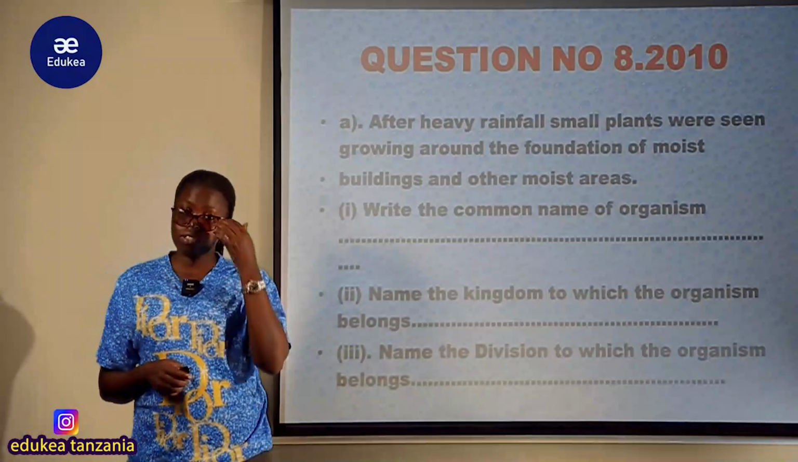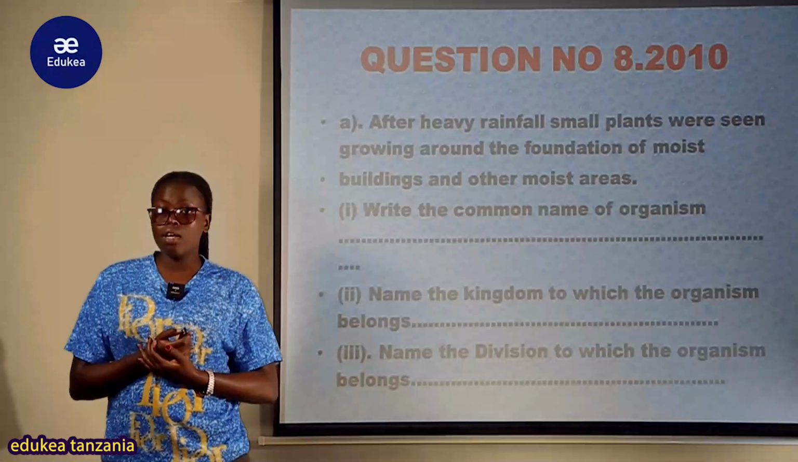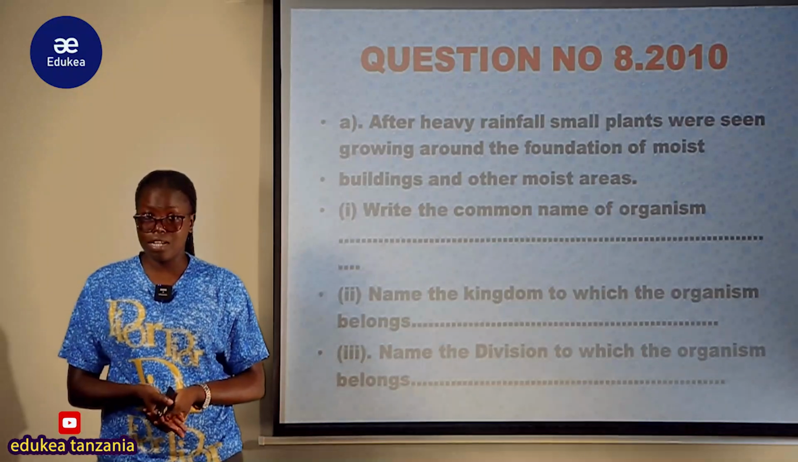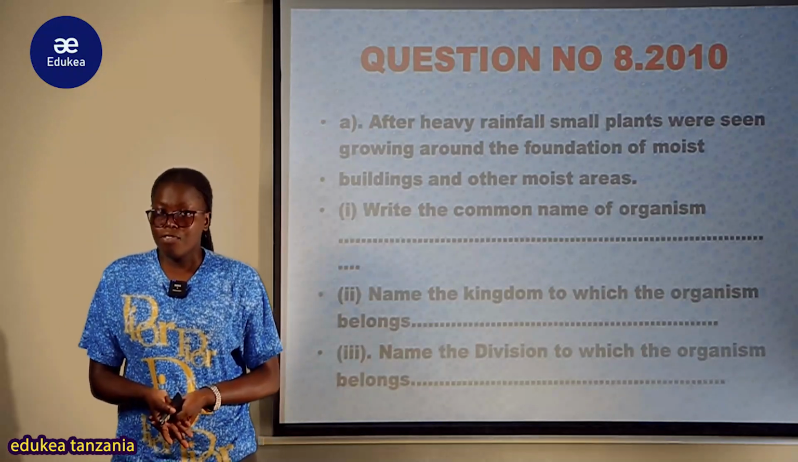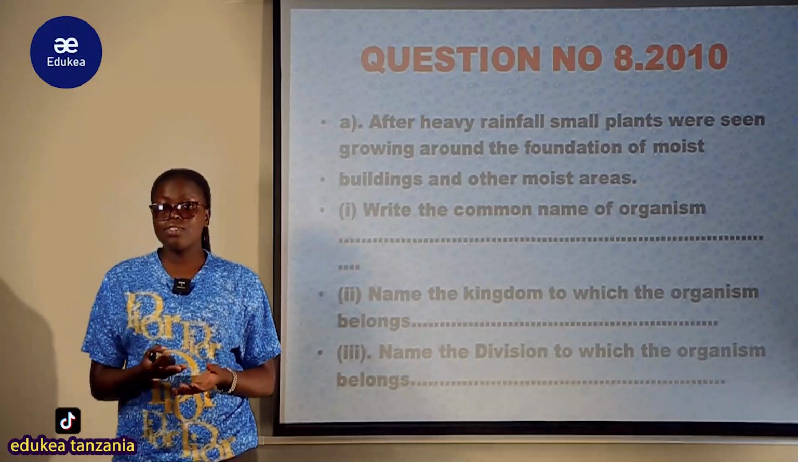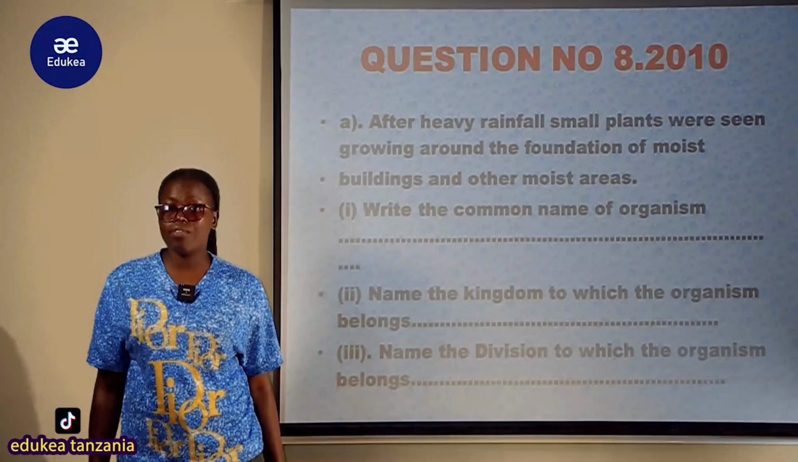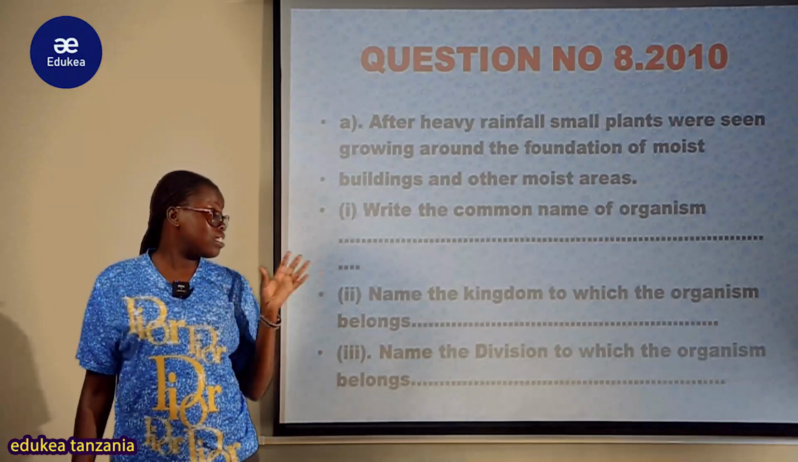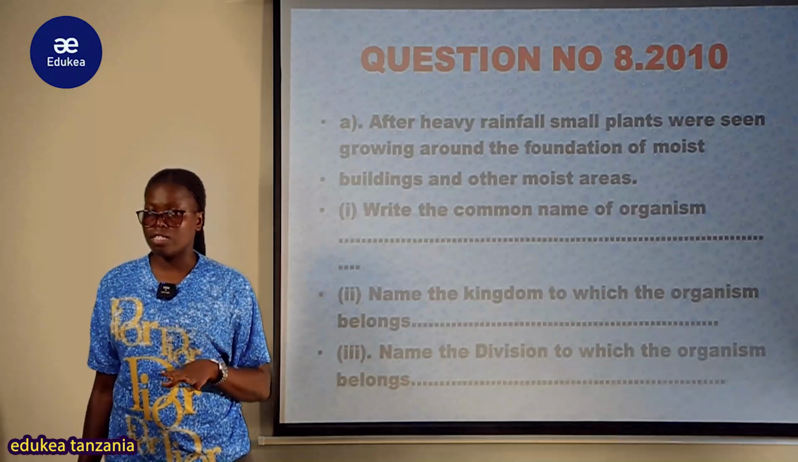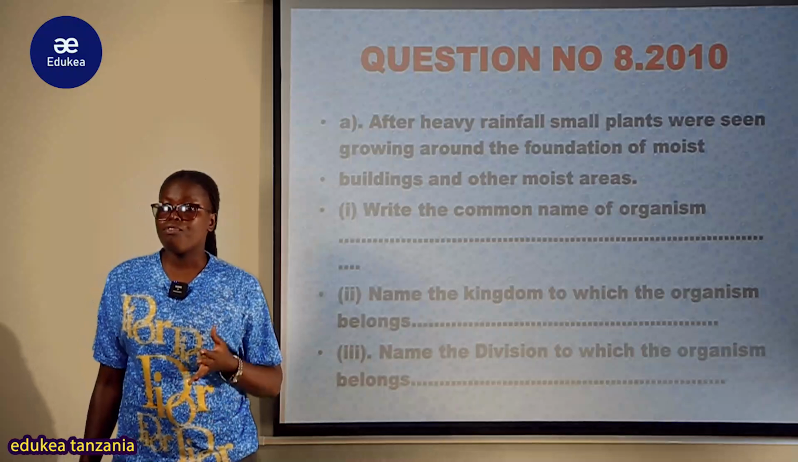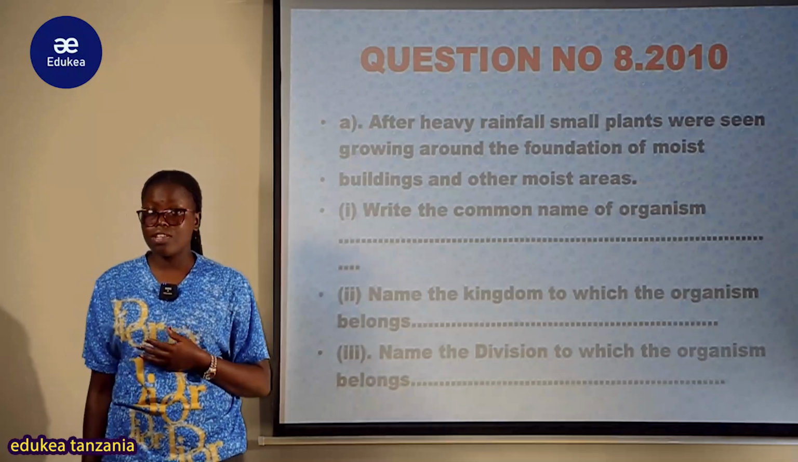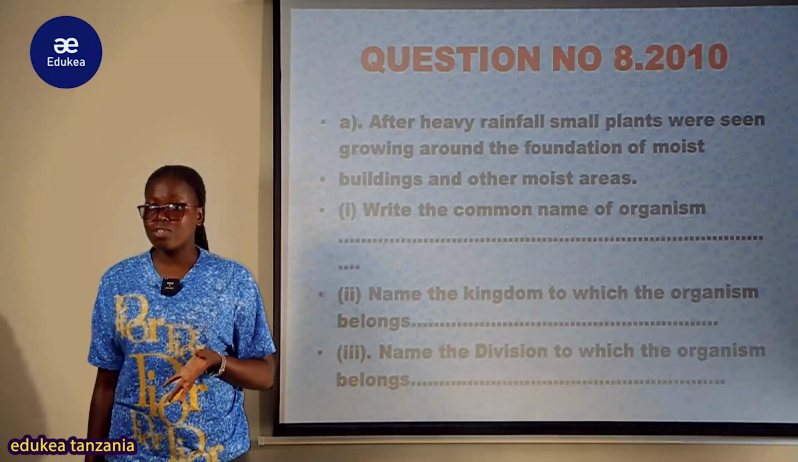My lovely Form 2 students, before we answer our question, we have to familiarize ourselves with where this question has been derived. This topic has been derived from our topic of the classification of living things. Now that classification, we study it from Form 1 to Form 4. So from the topic of the classification of living things for Form 2 is where this question has been derived.